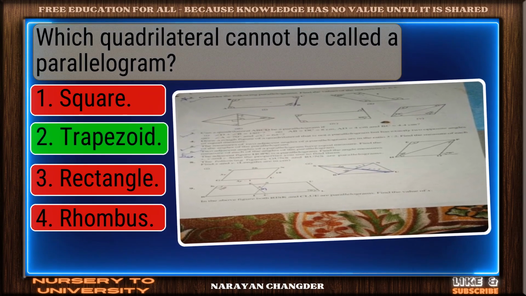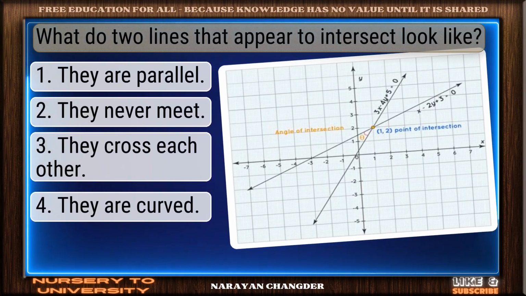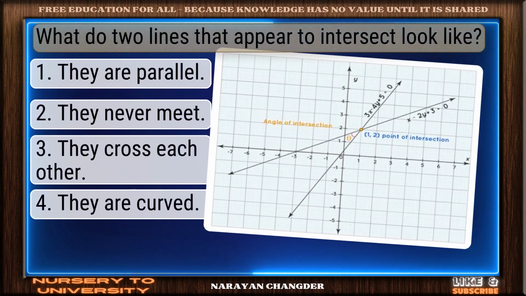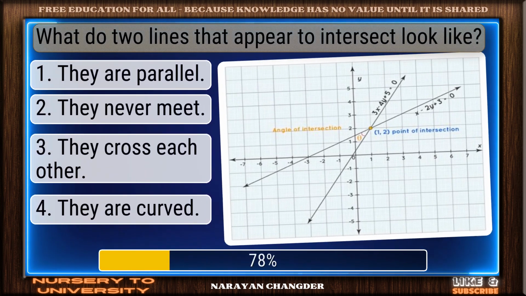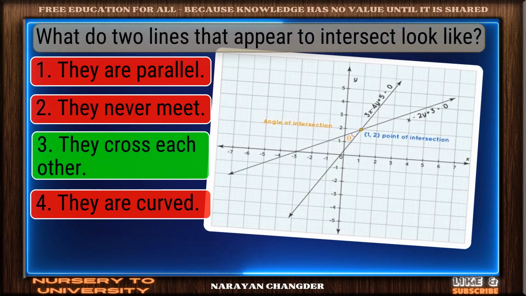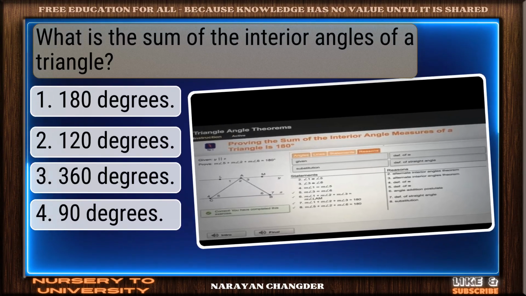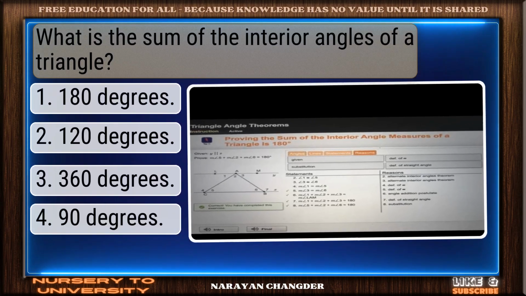You chose trapezoid. And it is correct. Question number 96. What do two lines that appear to intersect look like? Smart pick. They cross each other is the correct choice. Question number 97. What is the sum of the interior angles of a triangle?